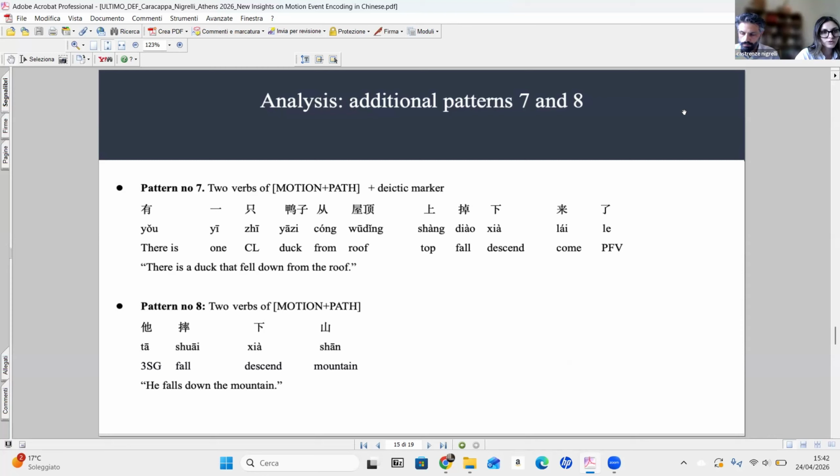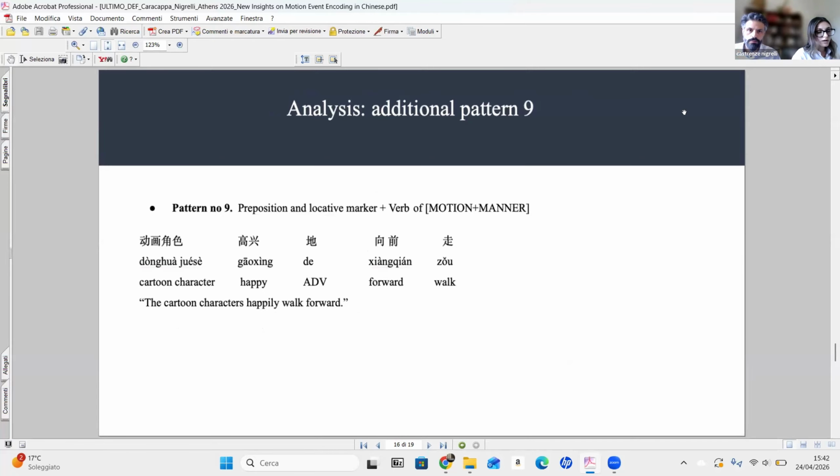As we can see in the example of pattern number 7, 有一只鸭子从屋顶上掉下来了, that means there is a duck that fell down from the roof. And pattern number 8, 大帅下山, that means he falls down the mountain. In the example of pattern number 9, the manner verb walk is preceded by a prepositional element combined with a locative component, that is the sequence 向前, that means forward, and introduces the path component specifying the direction of a movement along a frontal axis.